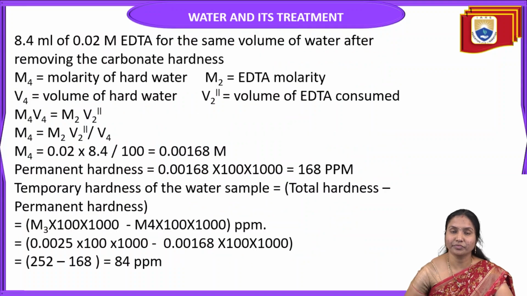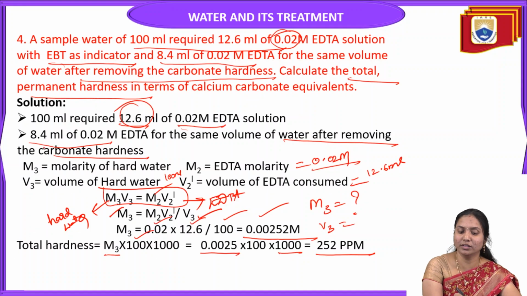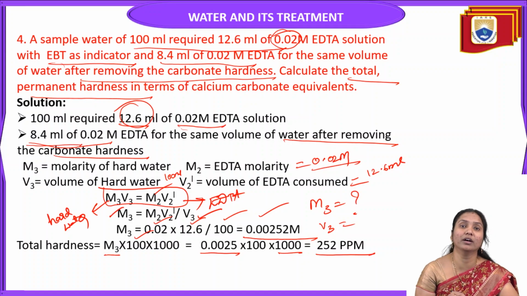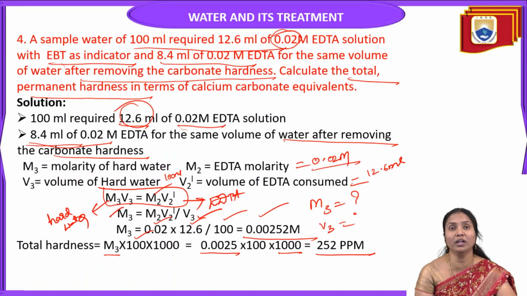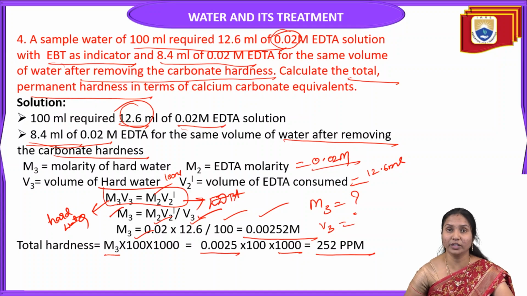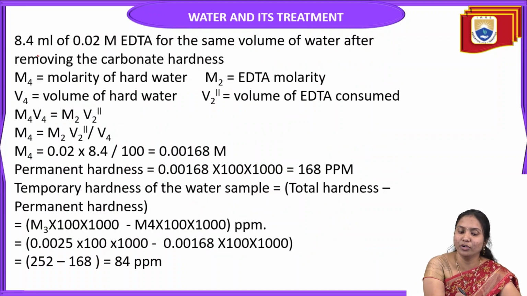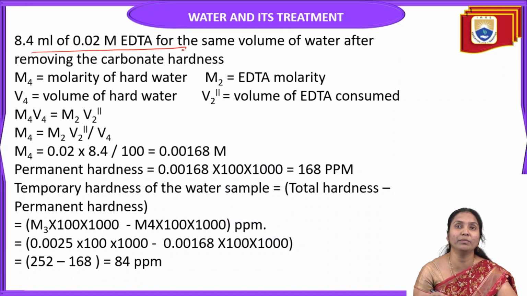So here in the second case, 8.4 ml of EDTA is required for 100 ml of water sample. The volume of the water sample is 100 ml, the volume of EDTA required is 8.4, and the molarity of the EDTA solution is 0.02 according to the data. So here, 8.4 ml of 0.02 M EDTA for the same volume of water after removing the carbonate hardness.